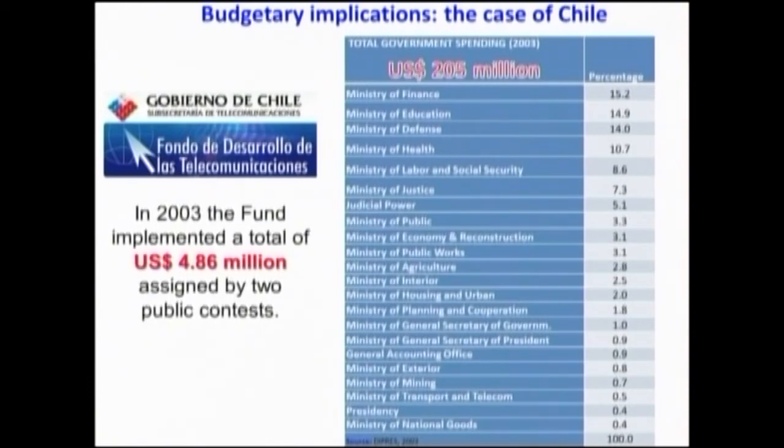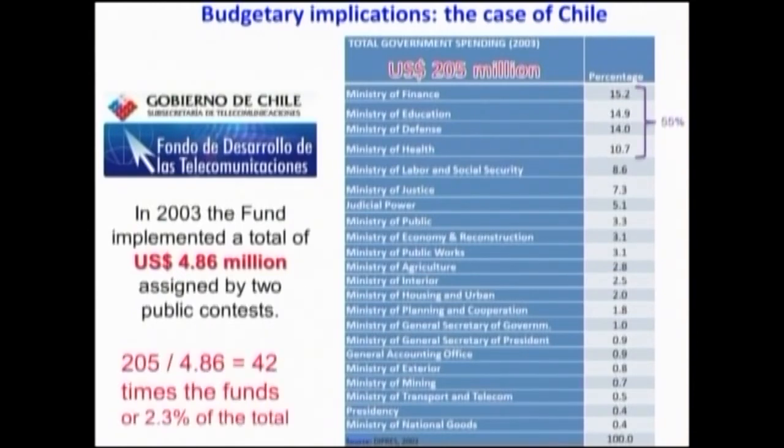So ICT development strategies are really multi-thematic. They touch everything. It's a social transformation. So 55%, more than half, is spent by these: finance, education, defense, and health. They spend 20 times more than the telecom people by themselves.